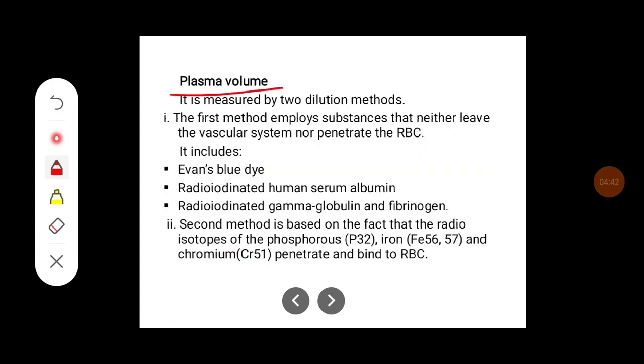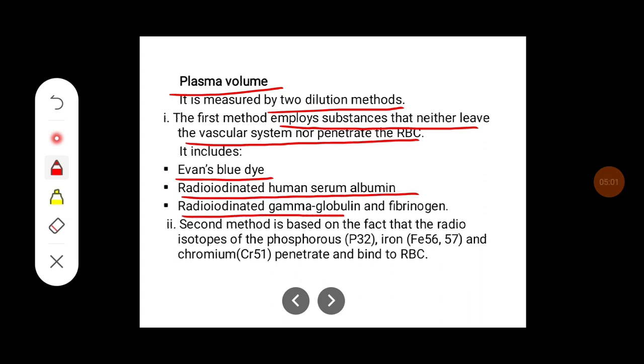Plasma volume. It is measured by two dilution methods. The first method employs substances that neither leave the vascular system nor penetrate RBC, which is Evans blue, and radioiodinated human serum albumin, and also radioiodinated gamma globulin and fibrinogen.